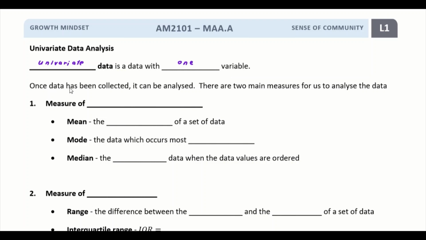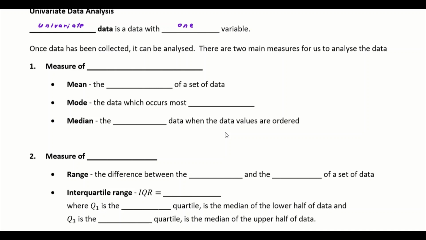Okay, so when the data has been collected, it can be analyzed. For univariate data, there are two main measures for us to analyze the data. I think you have learned this before in your maths, whether you are in IGCSE or in maths. If you are from 2008, then you should have learned this with Miss Rachel as well. Okay, so the first one is the measure of central tendency. Measure of central tendency basically tells you about the center of the data. There are three common ways for us to do the statistic. The first one is the mean. The mean means that we want to find the average of a set of data.